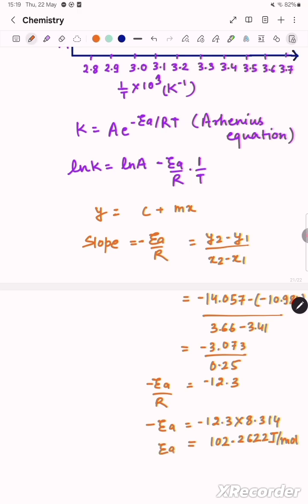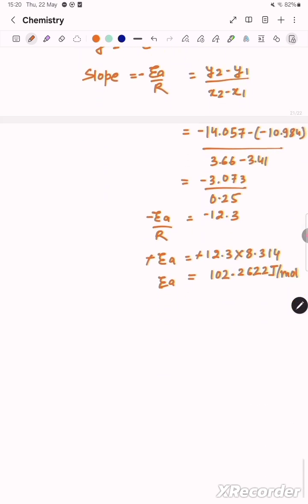Now here minus minus become cancel each other. So value will be positive. So EA value is 102.26 joule per mole. Now next we have to calculate the A value. So how to calculate this?